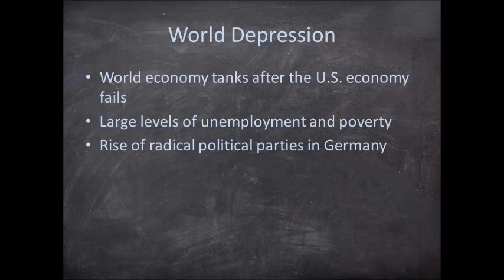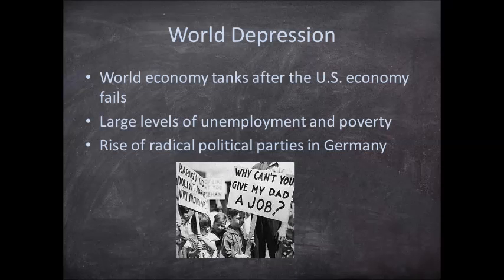After the end of World War I, the Treaty of Versailles ends World War I. We have this period of world depression. It really, in Europe, starts a little bit before the U.S., but the U.S. props up a lot of countries, especially Germany, by loaning them money throughout the 1920s. The problem is, the world economy tanks after the U.S. economy fails. The U.S. economy fails because of the stock market crash. We really overspend, and companies are forced to cut back because of overspending, and then everything falls apart. There's large levels of unemployment and poverty, and we have a rise of radical political parties in Germany.